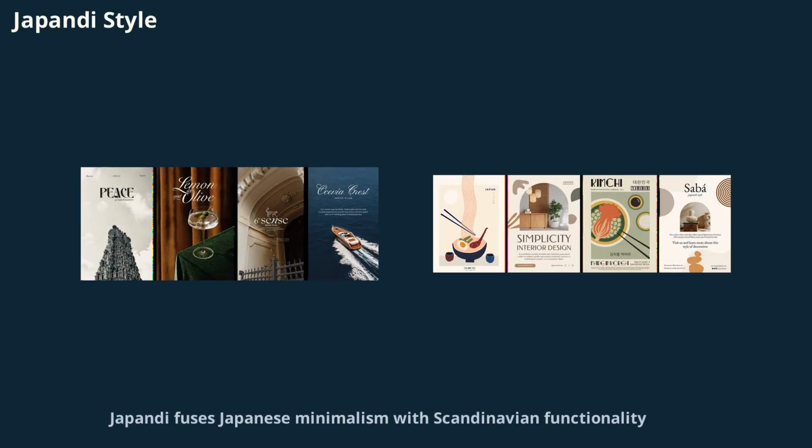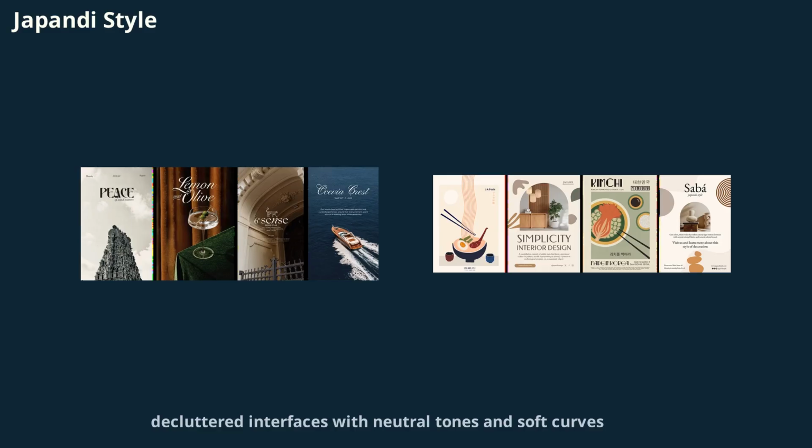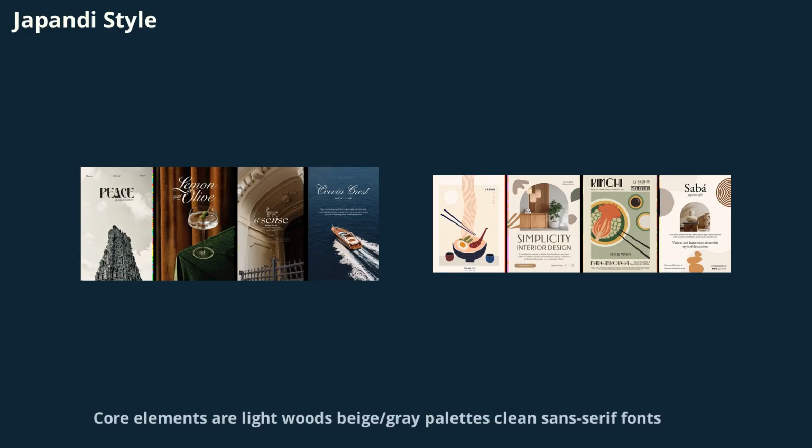Scandi-Japandi fuses Japanese minimalism with Scandinavian functionality, focusing on simplicity, craftsmanship, and nature-inspired serenity. In UI, it translates into calm, decluttered interfaces with neutral tones and soft curves. Core elements are light woods, beige-gray palettes, clean sans serif fonts, minimal icons, and natural materials. The mood is calm, peaceful, and intentional. Ideal for lifestyle brands, home decor, or meditation and wellness apps.